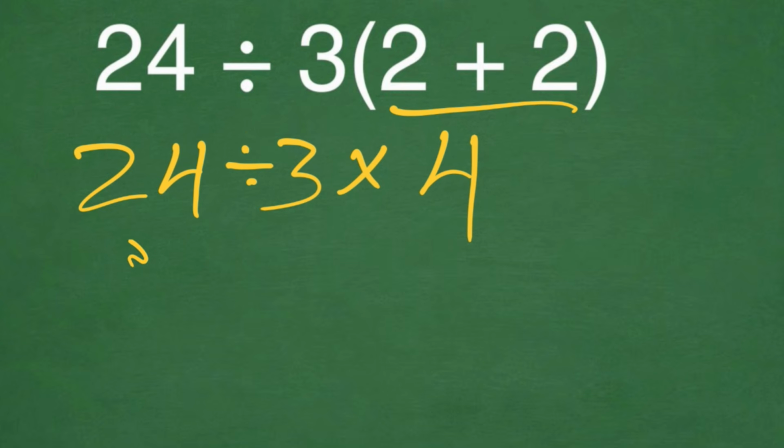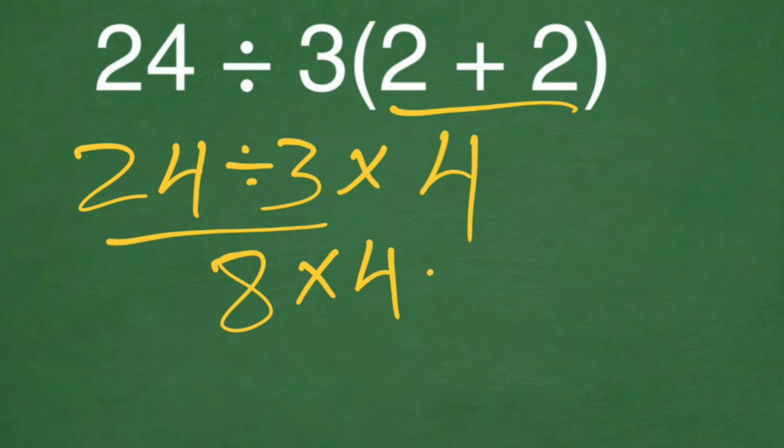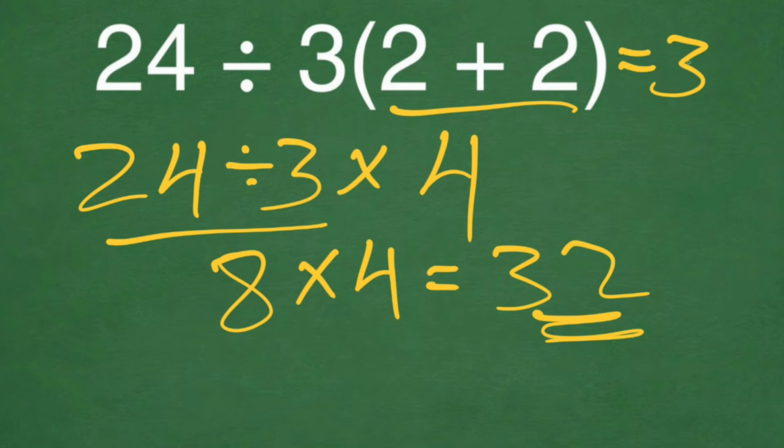In this case, division comes first, so 24 divided by 3 gives us 8, and 8 times 4 is equal to 32. So the final answer to this question is 32.